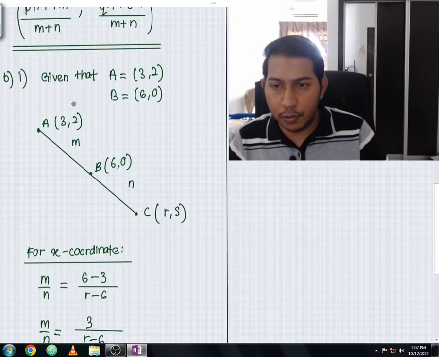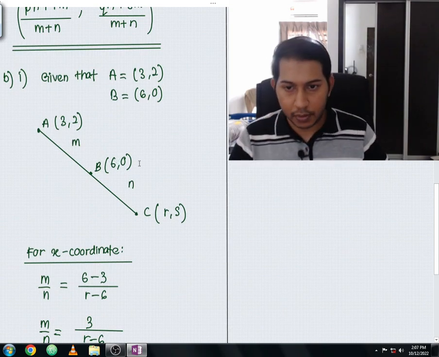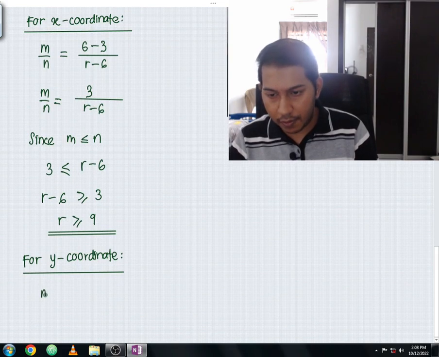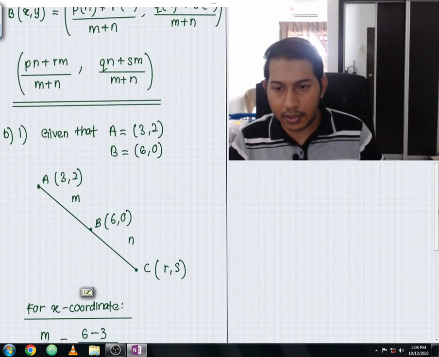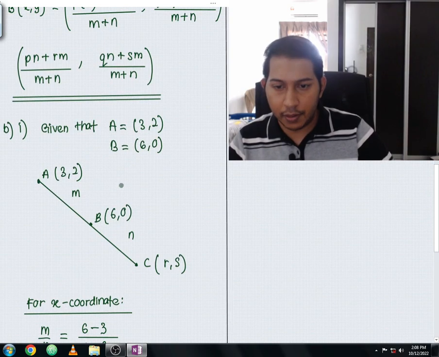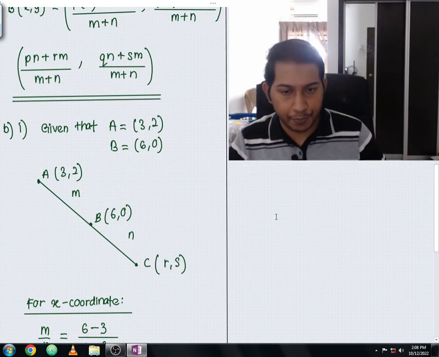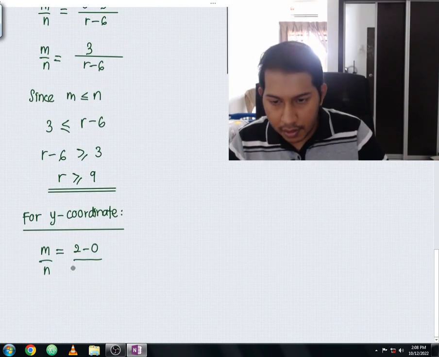So from here 2 minus 0 is equals to m. So from here you can also write m is equals to 2 minus 0, and then divide with n. So from here n, similar concept, 2 minus 0, and then divide with 0 minus s. Okay, so 2 minus 0 over 0 minus s.